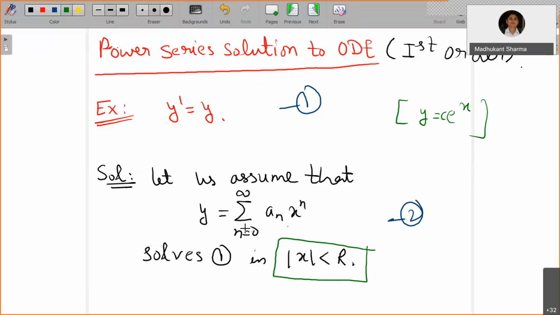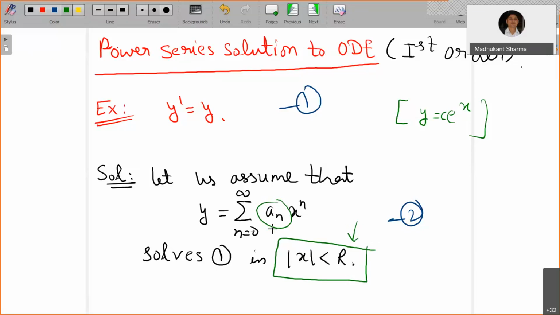Now we have assumed that this solves 1. So we have to identify what the possible values of an are. If we are able to identify some an for which this becomes a solution, then we are through. And at the end we also have to comment on the possible radius of convergence. So here we have two things to determine. First is the constants an, and second is the radius of convergence.